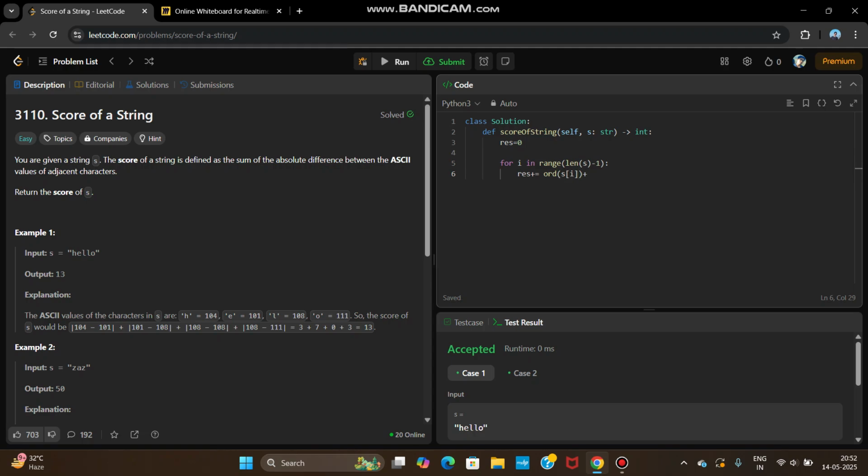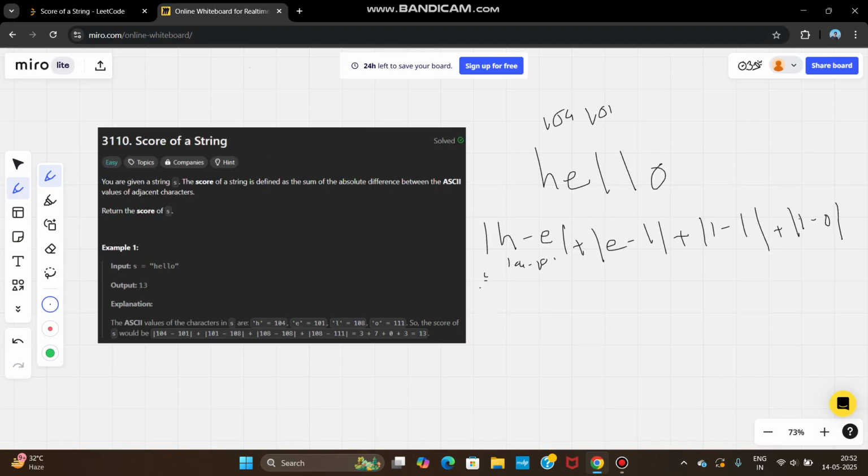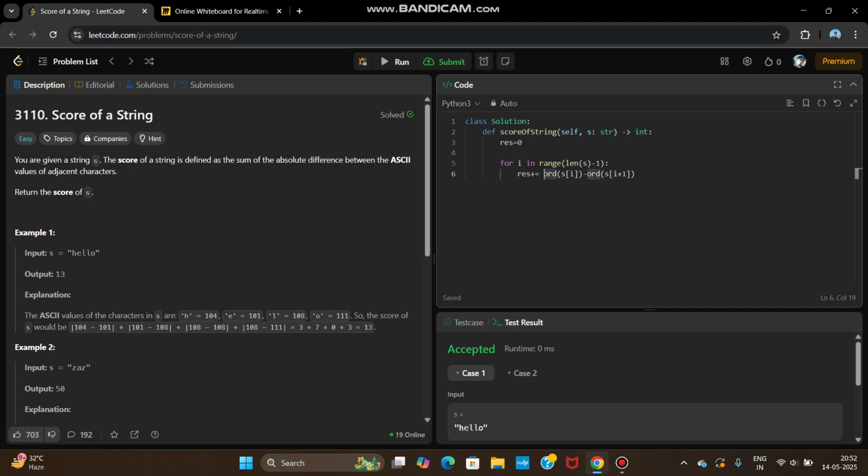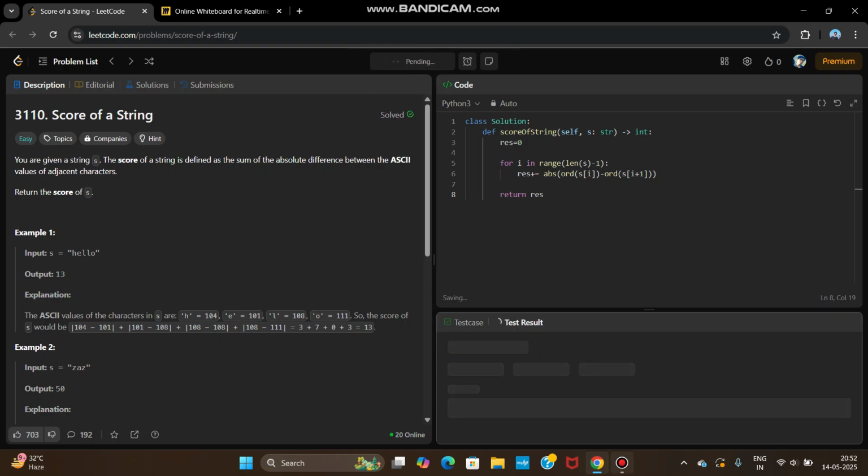plus ord of s[i plus 1]. No, what am I saying? It's minus, right? Yes, minus. And we have to take care of the mod as well. So put a wrap around the mod, and I just return it. Return this. I hope it works.